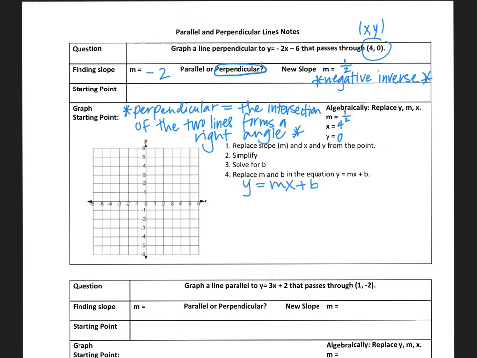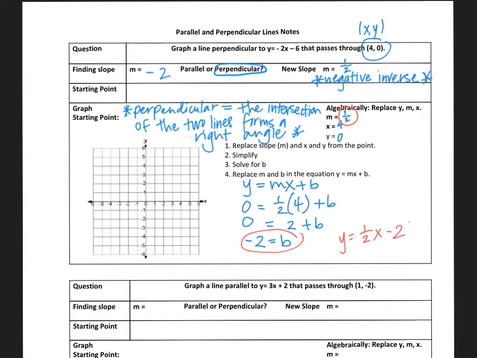We know the y, we know the x, we know the m, and we're going to be solving for the b. So the y is 0, the m is 1/2, the x is 4, plus b. 1/2 times 4 gives me 2. And so I get negative 2 equals b. So when I write this perpendicular line in slope-intercept form, I use my slope that we got by doing the inverse, so 1/2 x, and then I'm going to use my b. So this is our slope-intercept form for this perpendicular line.